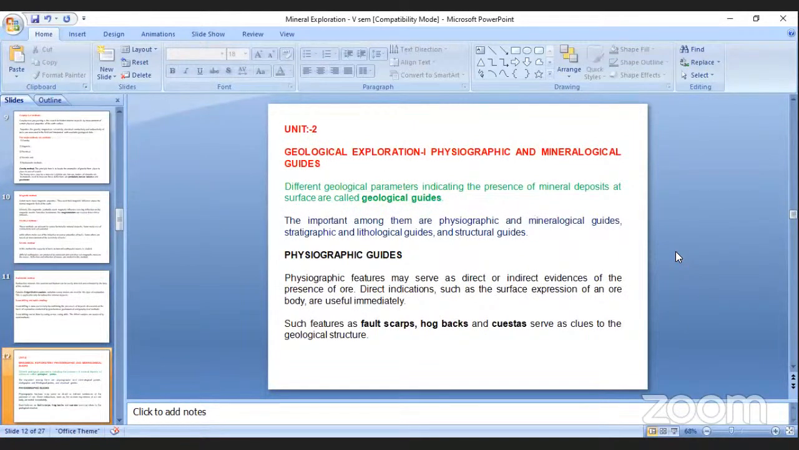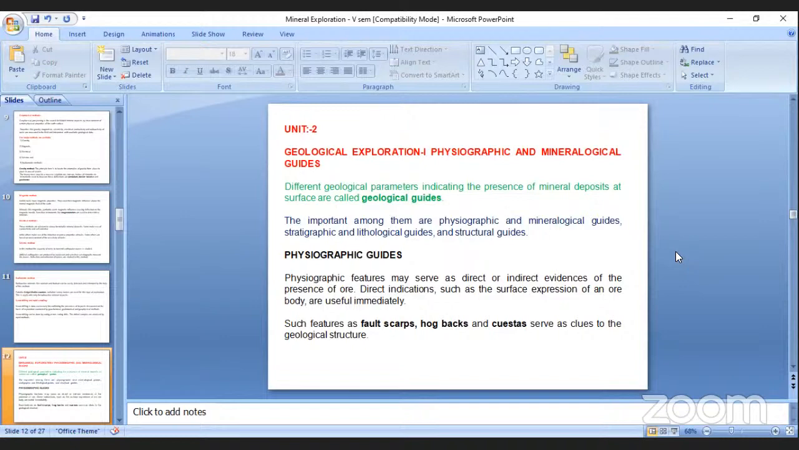And again, we'll go into the next unit. This is geological exploration and physiographic and mineralogical guides. In the previous cases, we have studied particularly the geochemical and geophysical methods. But now we come to this special part of geological exploration, where we have to observe the external features and the mineralogical characters, and based on these characters, the methods we have to follow to collect the samples.